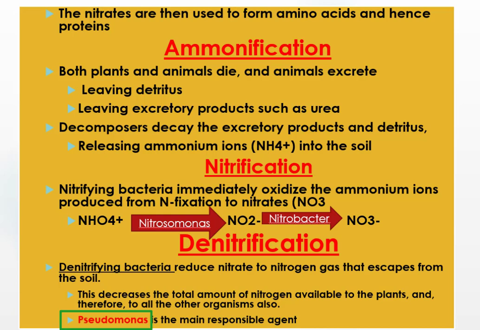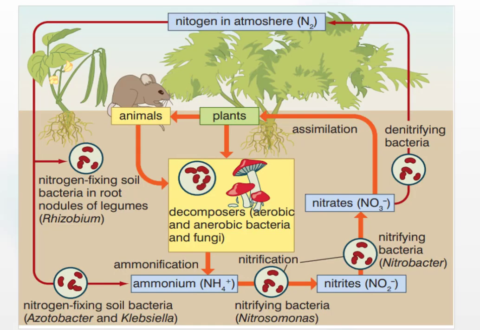These Pseudomonas live deep in the soil and in aquatic sediments where conditions are anaerobic. These bacteria use nitrate instead of oxygen as the final electron acceptor in their respiration. So this denitrification counterbalances nitrogen fixation to some extent. As we can see from the diagram, nitrogen recycles between the living system and the abiotic environment.